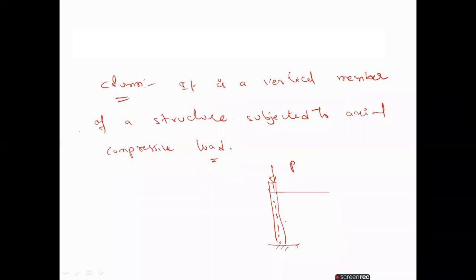Okay. And also these columns are subjected to only vertical loads. If you observe in your homes, from the top to bottom, from the slab to the floor, there is a vertical member. That vertical member, we call it a column. And it is subjected to only compressive load, or axial load.